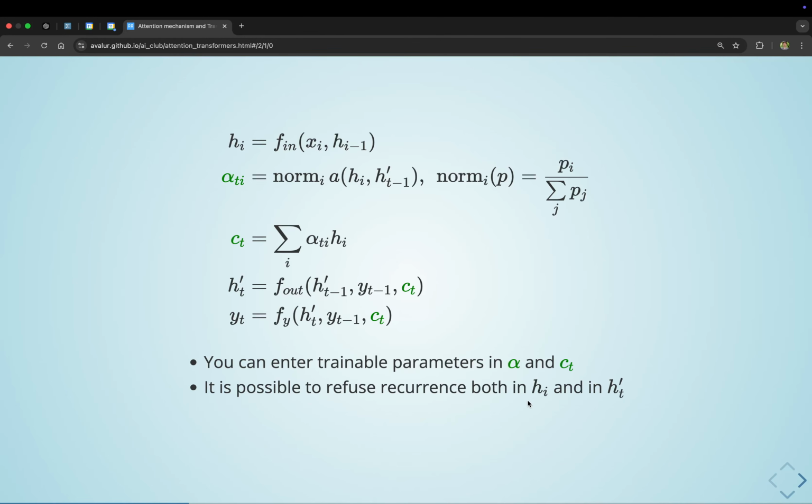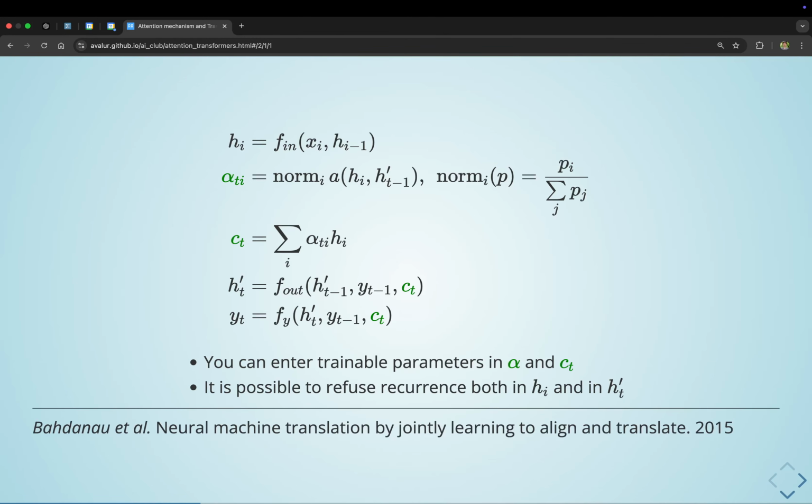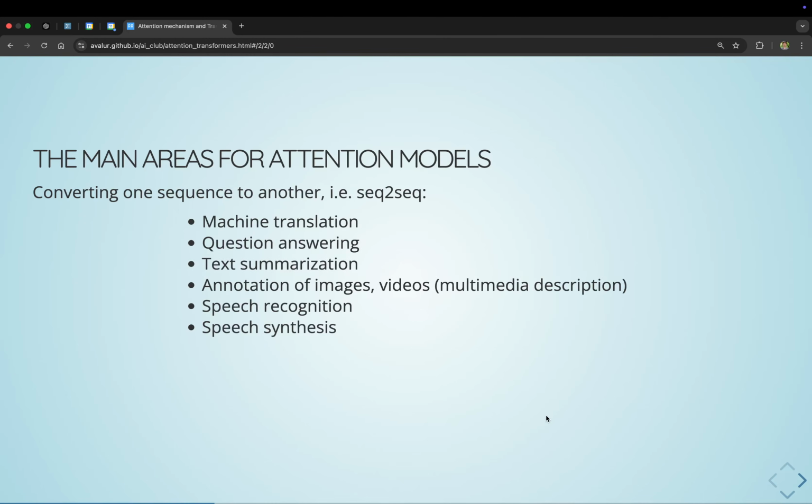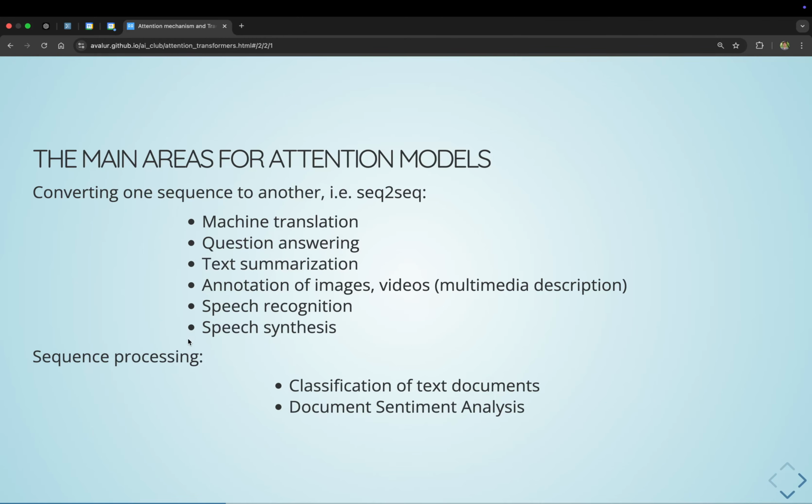And if we do it, then we will actually have the attention mechanism inside our model. Okay, let's go on to the result from this white paper, Neural Machine Translation by Jointly Learning to Align and Translate. The main types of tasks are very different: machine translation, question answering, text summarization, and so on. So a lot of different types of problems, and you can even process different sequences using the same attention mechanism and attention model.